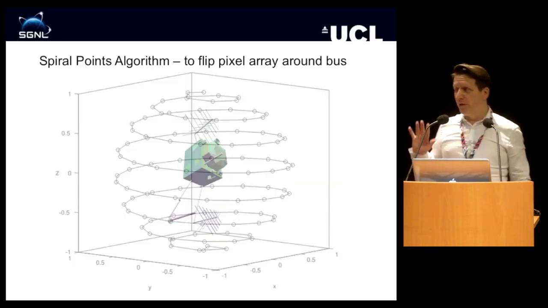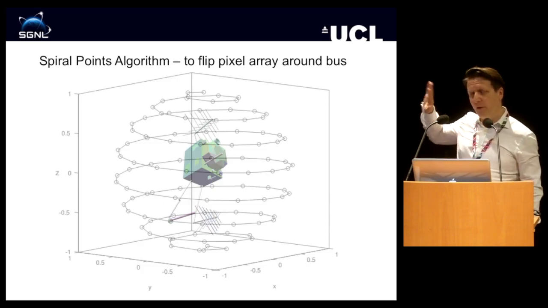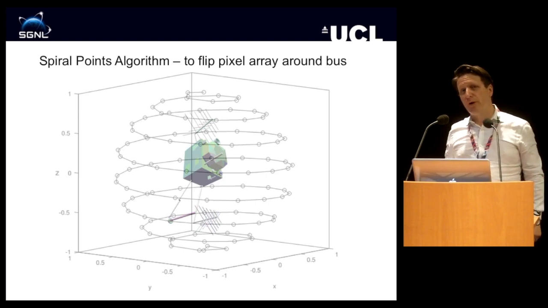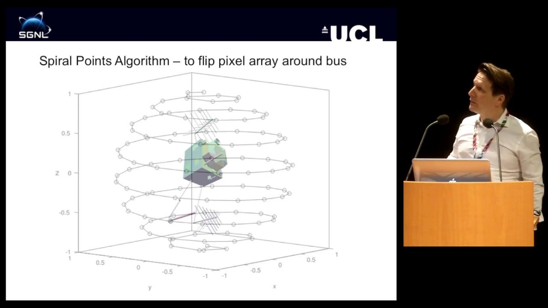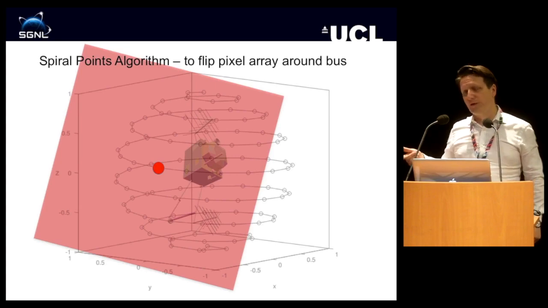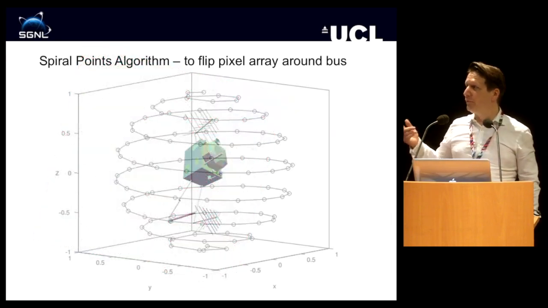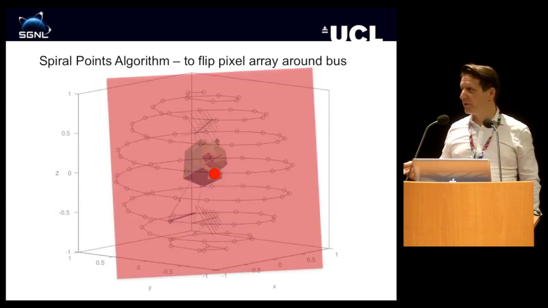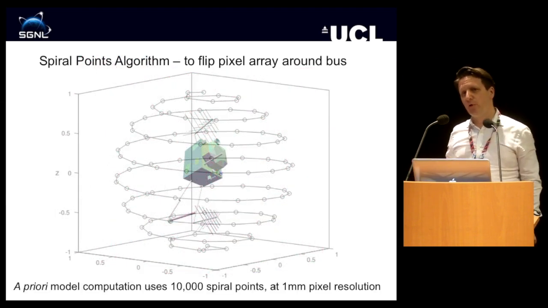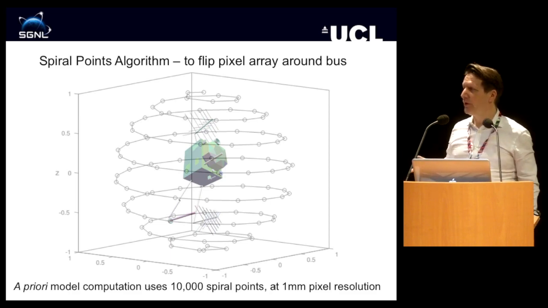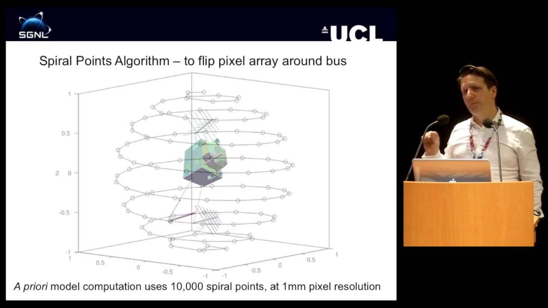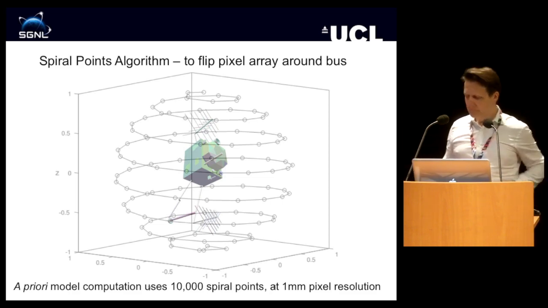So we then flip these pixel arrays around the space vehicle in multiple places using what we call a spiral points algorithm. So put the pixel array there, work out the force. Put the pixel array here, work out the force. Put the pixel array there, work out the force, and so on. So we do these computations a priori using large, powerful computers. Typically, we'll have 10,000 spiral points, and we'll do the pixel array resolution modeling at a 1 millimeter resolution.